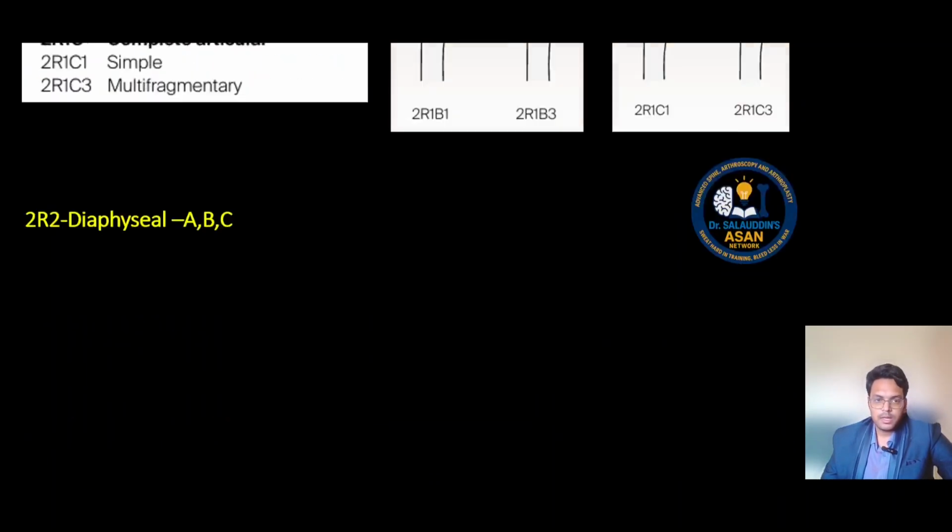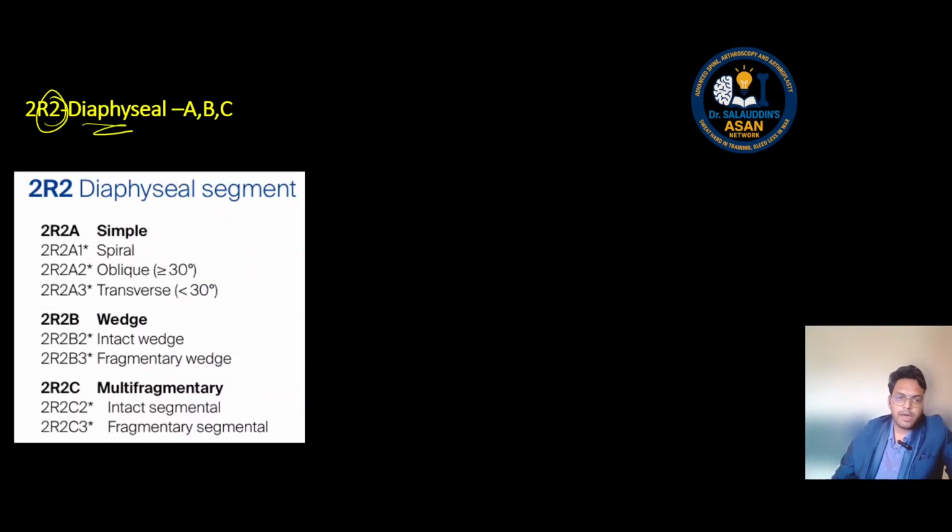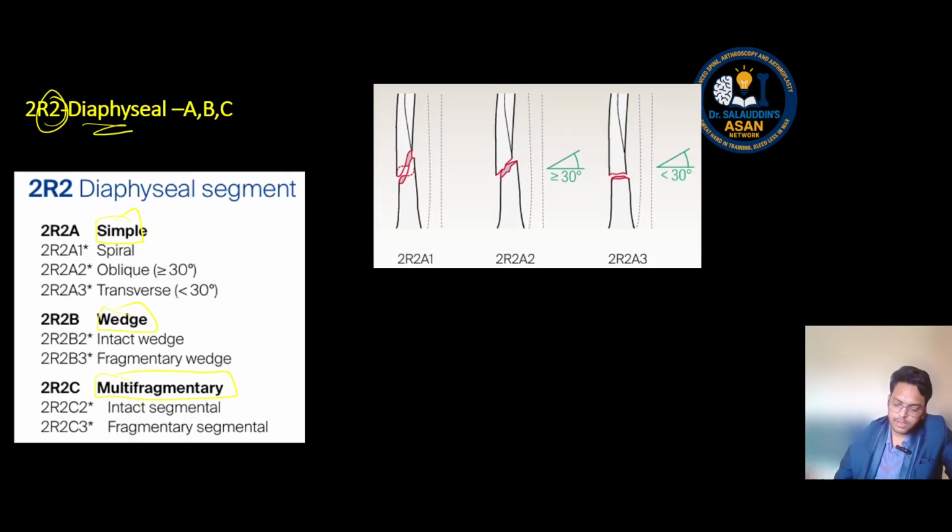Then comes the diaphyseal, that is R2. R2 is diaphyseal. ABC diaphyseal, you have simple, wedge and multifragmentary. So simple is again A1 is spiral, A2 is oblique and A3 is transverse. Oblique, when do you call oblique? When the fracture line is more than 30 degrees. If it is less than 30 degrees, it is transverse.